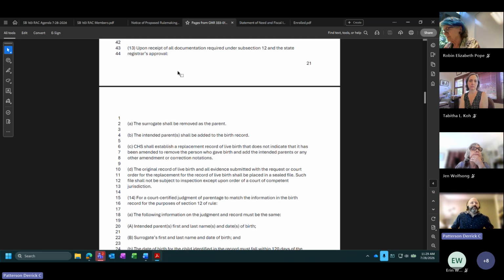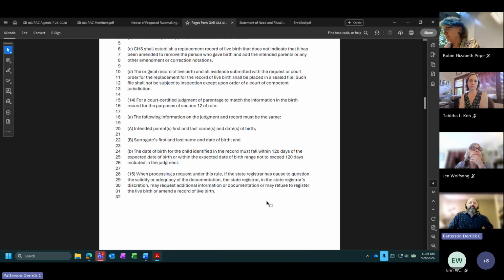All right, section 14. For a court-certified judgment of parentage to match the information in the birth record for the purposes of section 12 of Rule A, the following information on the judgment and record must be the same. A, intended parents' first and last names and dates of birth. B, surrogate's first and last name and date of birth. And B, the date of birth for the child identified in the record must fall within 120 days of the expected date of birth or within the expected date of birth range not to exceed 120 days included in the judgment. Any feedback on 14?